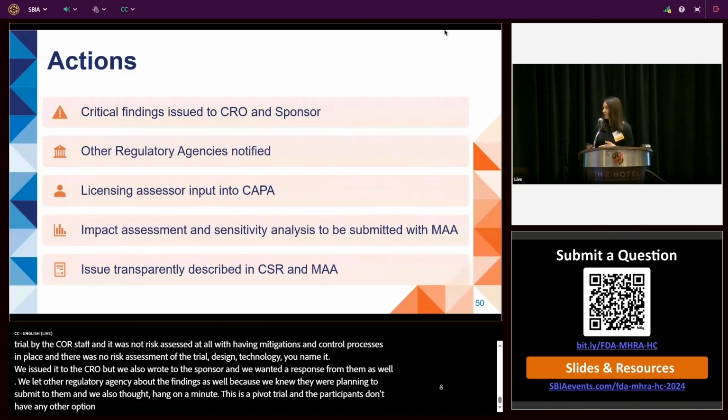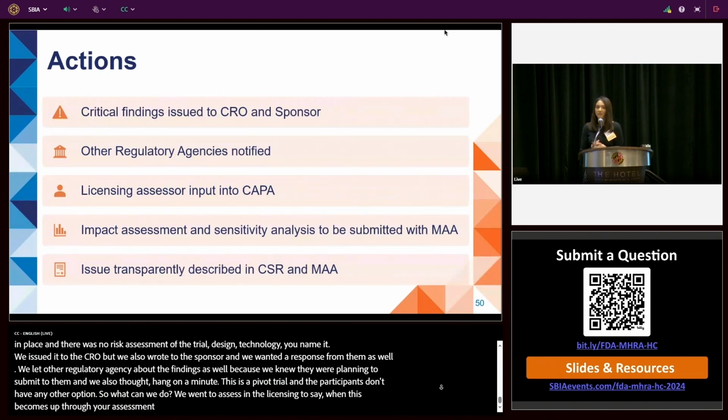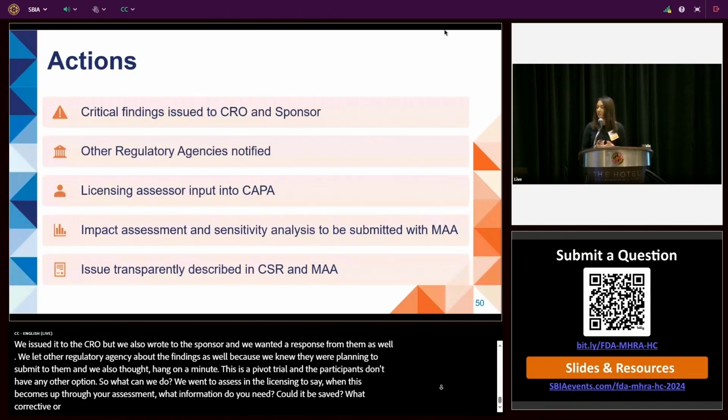So what can we do? We went and spoke to our assessors in the licensing division to say, when this comes through for your assessment, what information do you need? Can this be saved? What corrective and preventative actions would you need to see? So our licensing assessor said, well, we would need an impact assessment.